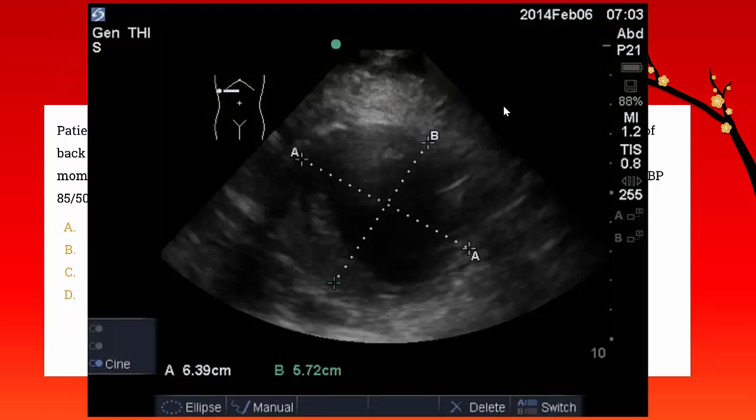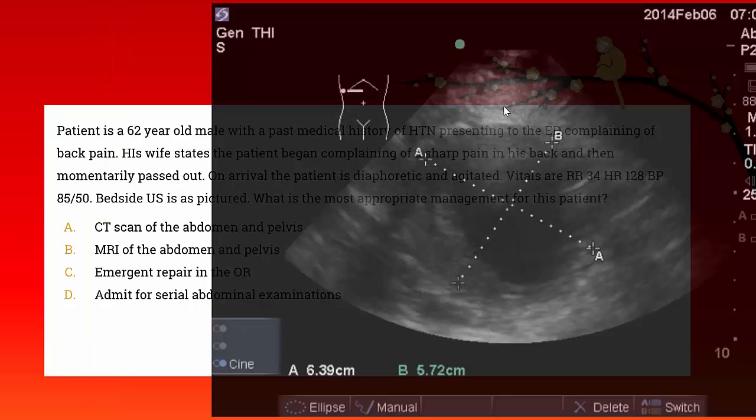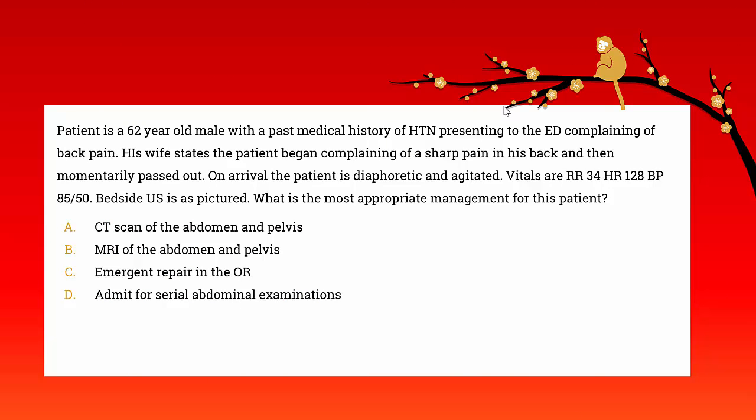So here we have an image of our abdomen. You can see there we have a very large abdominal aortic aneurysm with thrombus formation. So essentially this question is giving us an unstable patient with symptoms of a AAA with his back pain and his syncope and evidence of likely rupture with his unstable vitals. So CT scan of the abdomen and pelvis. As I stated earlier, this is never the correct choice in an unstable patient.